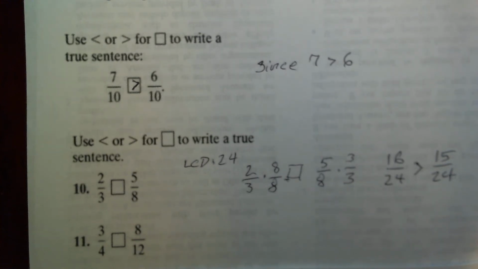In number 11, again, it's difficult to compare these fractions the way they are, so we need to find the LCD, and here the LCD is 12, because 4 goes into 12. So we write 3/4 times 3 divided by 3, because 3 times 4 is 12, compared to 8/12.